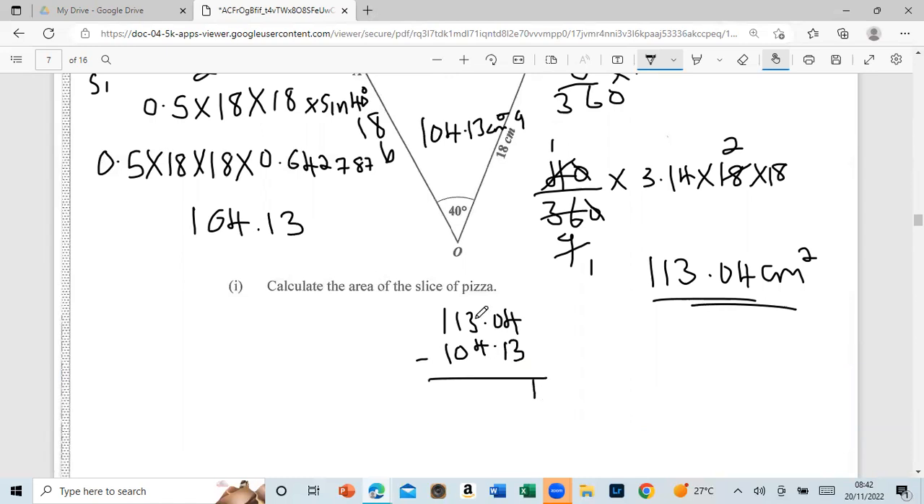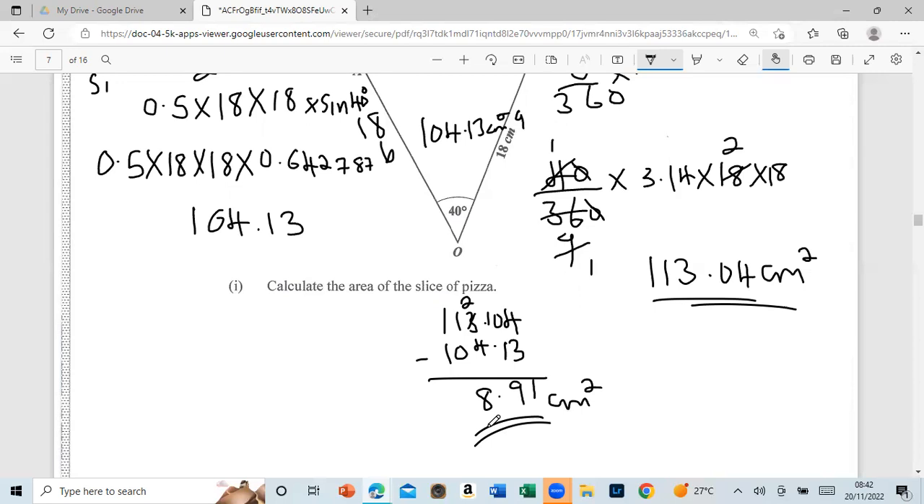1 from 0, you can't, so borrow. 9. So what's 4 from 2, you can't. Alright, so 4 from 12, basically it's 12, so 8. So it works out to 8.91 centimeters square. Because remember, it's area. Double check this, guys. Double check this. Alright.